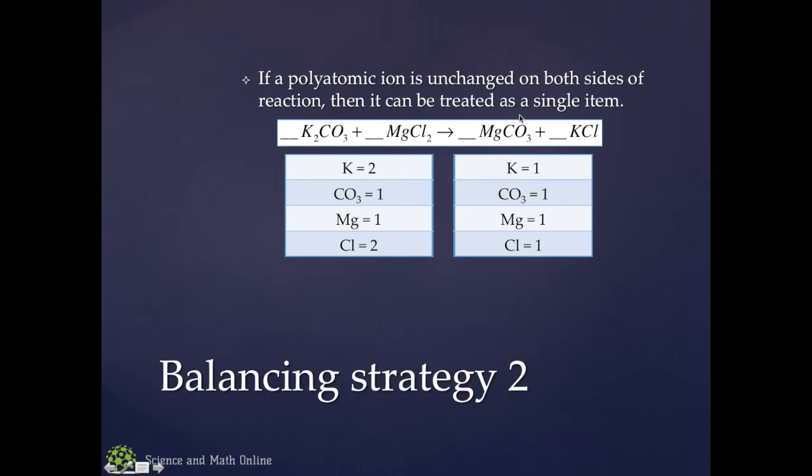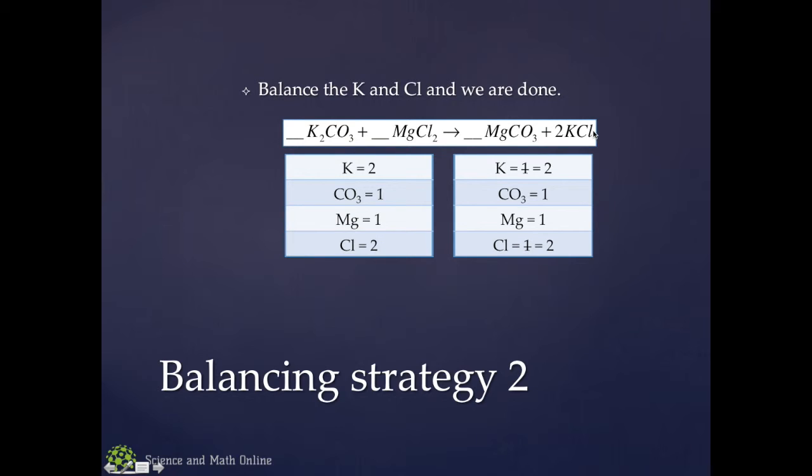CO3 on this side and CO3 on this side. So I just count them as carbonate ions. And then just simply balance it by putting, I need to balance the potassium. So put a 2 to multiply the potassium by 2, which also multiplies the chlorine, and all of a sudden we have a balanced reaction.